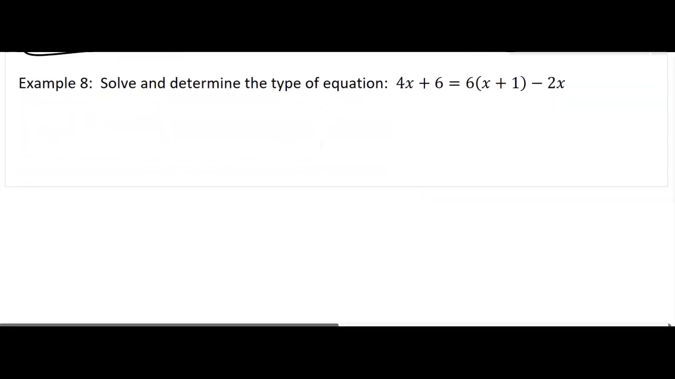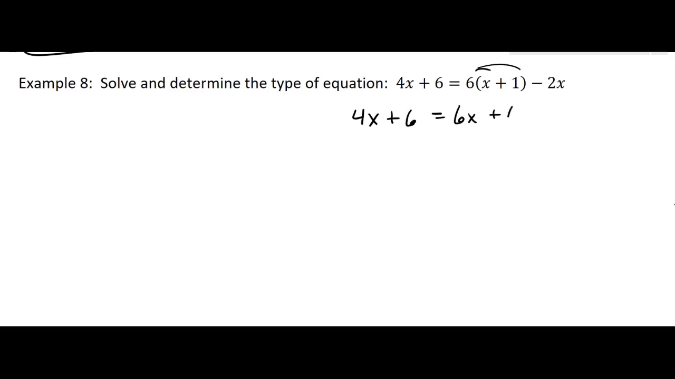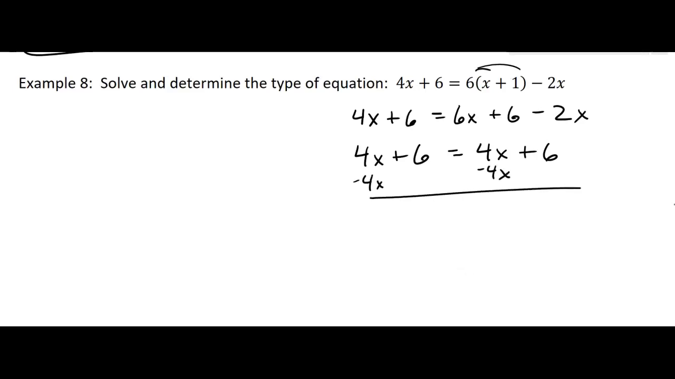Usually I just say solve. All right, solve and determine the type of equation. All right, well, here we go. 4x plus 6. We're going to distribute here. 6x plus 6 minus 2x. So now we're going to simplify each side. 6x minus 2x is 4x plus 6. You might see it there. I see it. But if you don't, you might subtract 4x from both sides. You don't have to. You could just see it. 6 equals 6. Okay, and at that point you probably see it for sure. But this is going to be all real numbers.